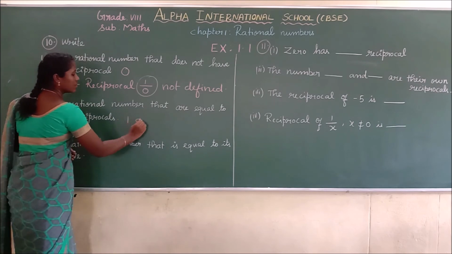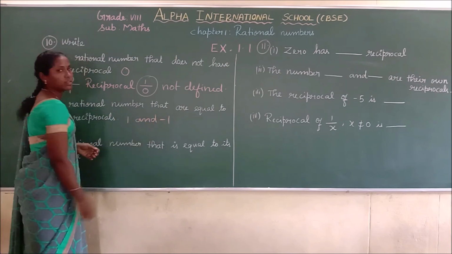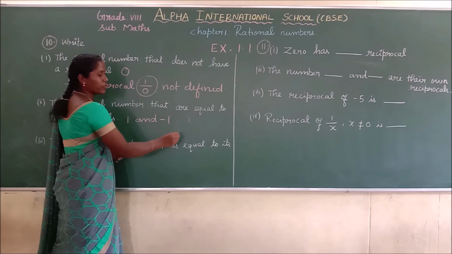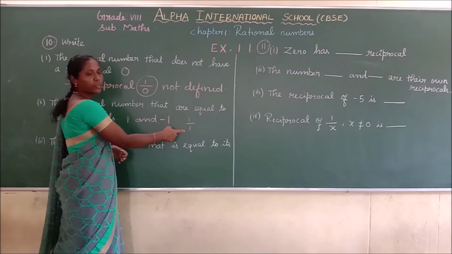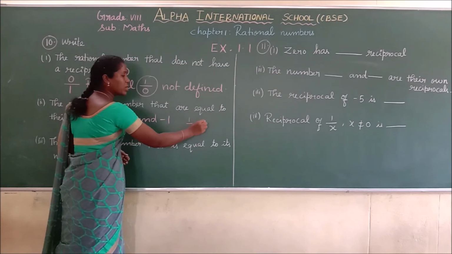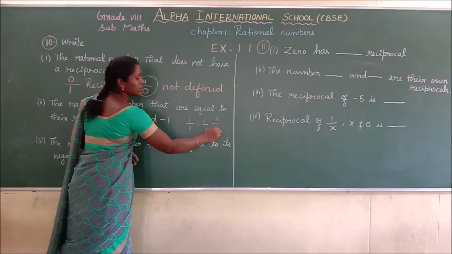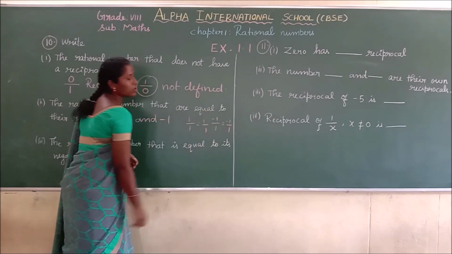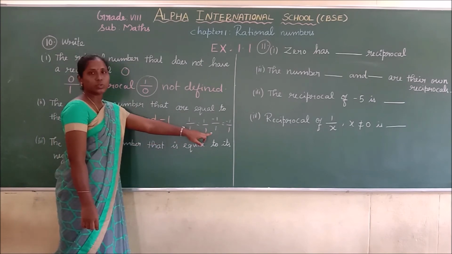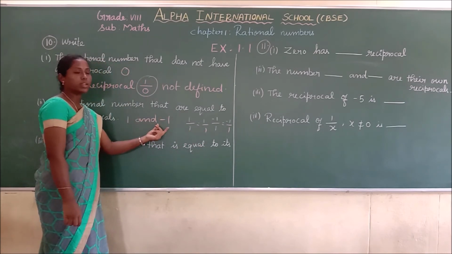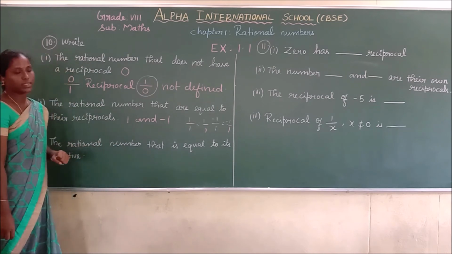Which number will satisfy that? 1 and minus 1. See, if you take the reciprocal of 1, because 1 in the form of a fraction is 1 by 1, the reciprocal is also 1 by 1. Yes, if you take minus 1, the reciprocal is also minus 1 by 1. We did a problem based on this also. So 1 and minus 1 are their own reciprocals.